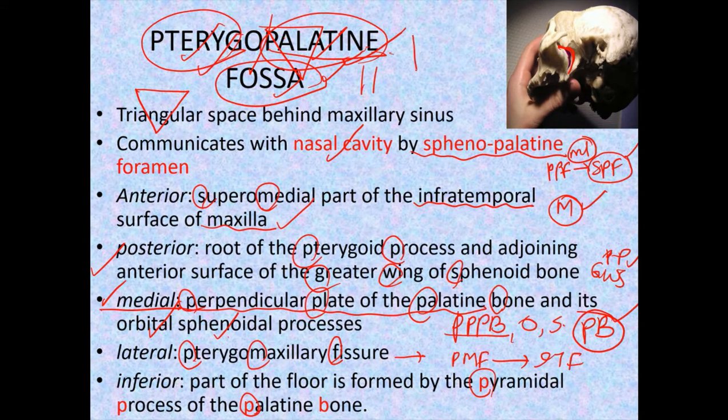If you go behind and look at the nose, the palatine bones are L-shaped like this. This is a horizontal plate and this is a perpendicular plate. The perpendicular plate has the orbital process and the sphenopalatine process, and they connect like this with the sphenoid. So these are the palatine bones, and within this you have the pterygopalatine fossa.